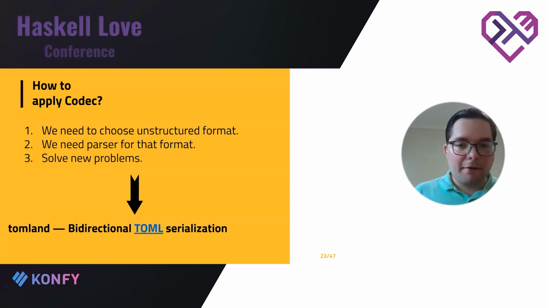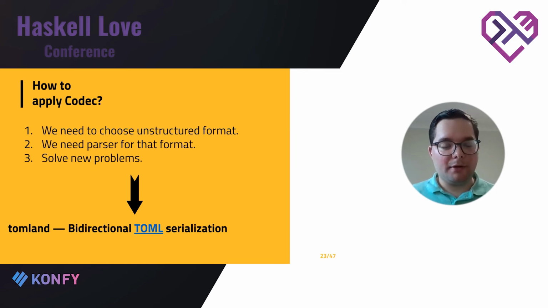So we have all these fancy abstractions, and it looks nice on paper, but how does it actually behave in practice? For this, we need to solve some real-world practical problems, and we need to choose some format, and then try to apply all this abstraction. And here comes tomland. This is a Haskell library for bidirectional TOML serialization. We chose the TOML format.